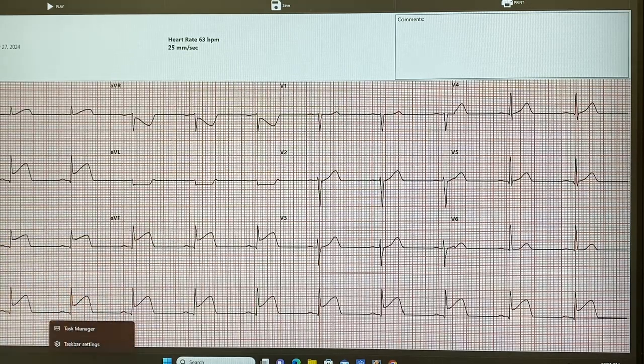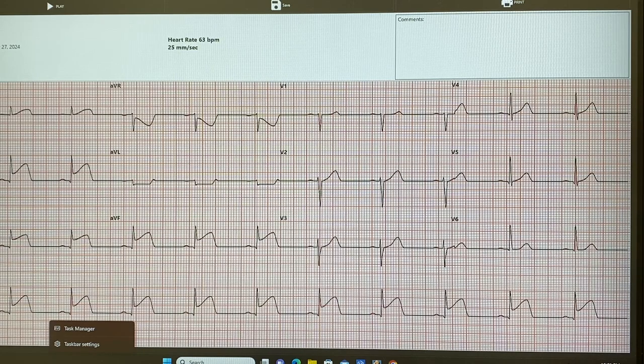So only the ST? Only the ST. Where's the ST? Right here. Okay, don't look at the T, right? So just the ST. By 5 millimeters. So which means it's significant. What's a significant elevation? Greater than 2. Or depression greater than 2.